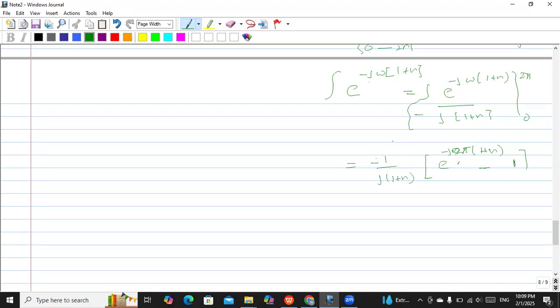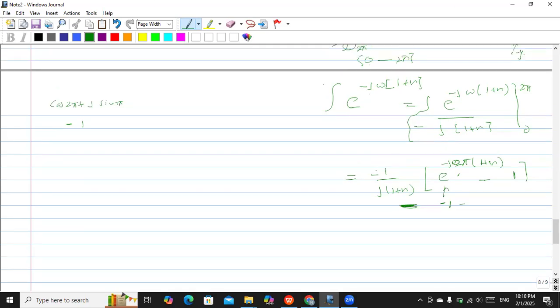Because once you find this, you know that cos 2π plus j sin 2π, cos 2π is 1, sin 2π is 0. So here maybe you have minus 1. I don't know, just check this, maybe you will have minus 1 here. So minus 1 you will have minus 2, so it will be 2 over j 1 plus n, maybe, not sure. Just check it. I'm not sure.